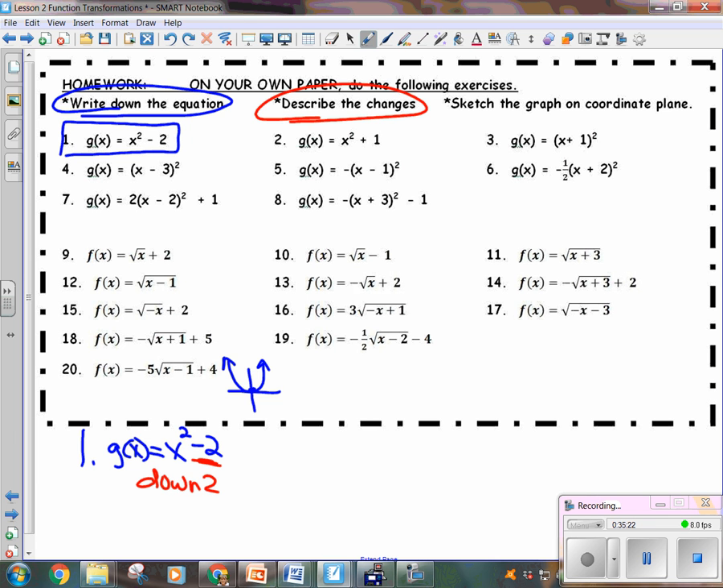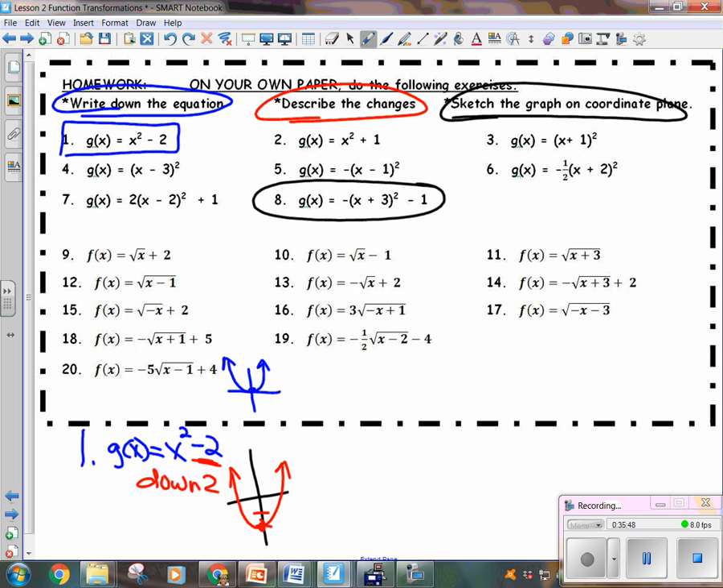And then the last thing, it says sketch on a coordinate graph. If I just sketch a little x and y axis, if it goes down 2, boom, boom, there's my new point. So my U-shaped graph just goes down 2. I have completed number 1. You are welcome to use your calculators if you need help to see what they look like. They're going to progressively ask you to do more and more things. Number 8 is going to ask you to do 3 things.